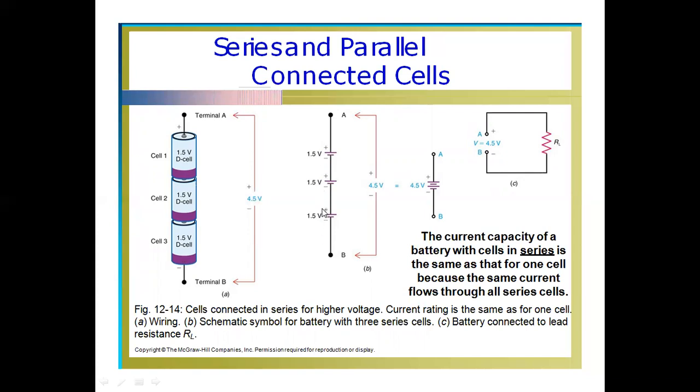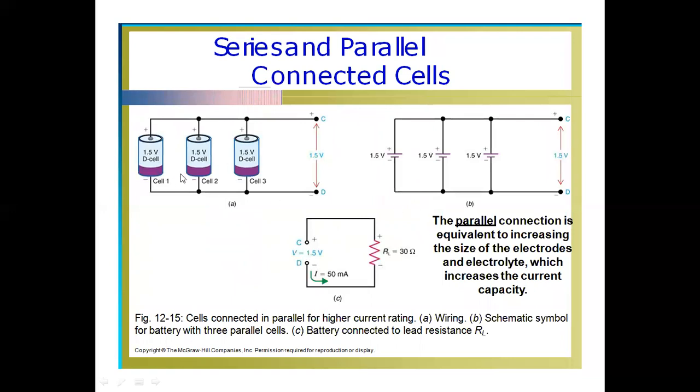So their equivalent electrical circuit is like this. The first, second and third batteries are connected in series, and their equivalent across terminals A and B will be 4.5 volt. This is the equivalent battery voltage. The current capacity of the battery with cells in series is the same as that for one cell, because the same current flows through all the series combination. So like this, it can be combined. The equivalent battery can be connected across these two terminals or across this load resistance for use.